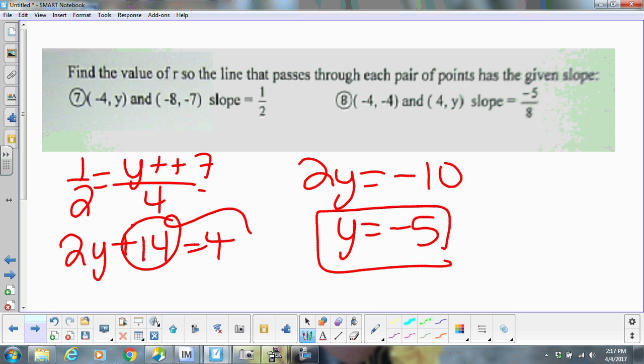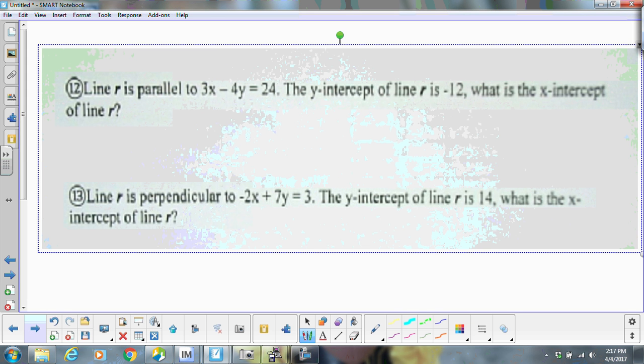The same way that you'll do problem number 7. And I believe there are more of those on there as well. I don't have the sheet in front of me. That takes us to number 12 and 13. They're done the same way, except 12 is parallel and 13 is perpendicular.